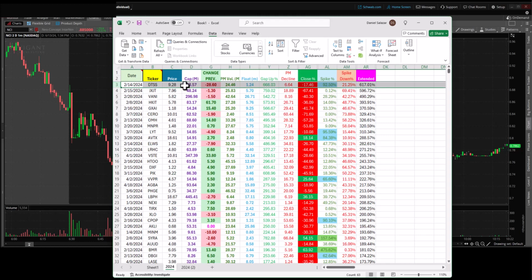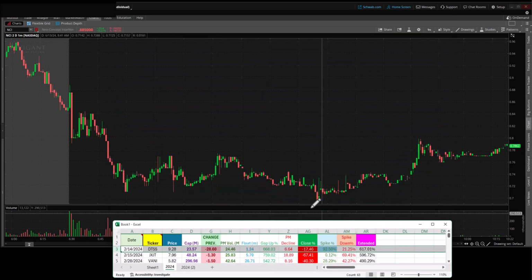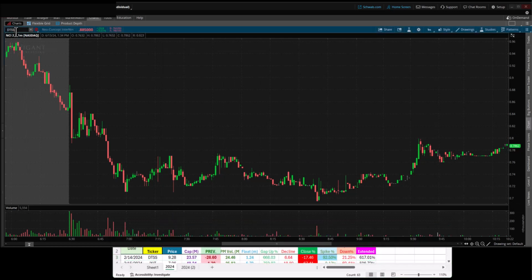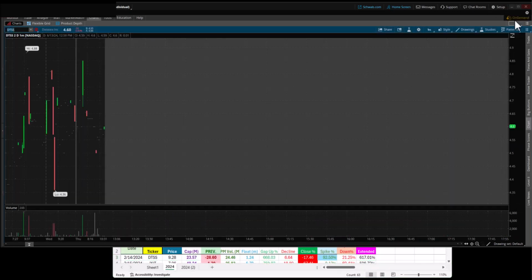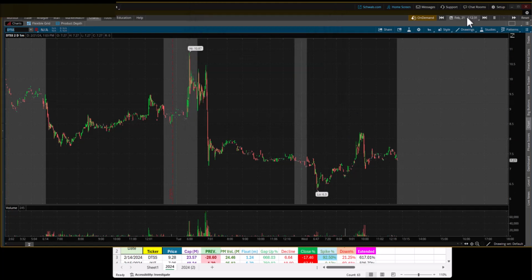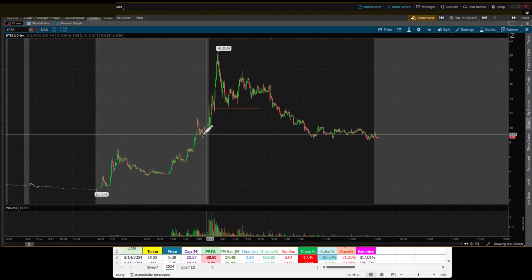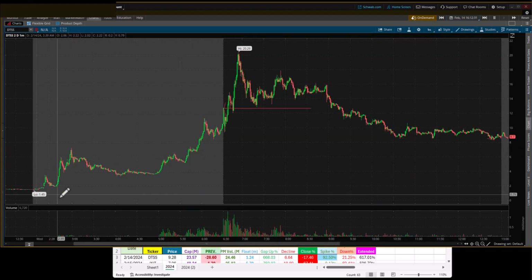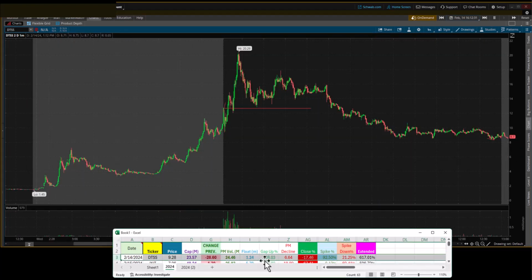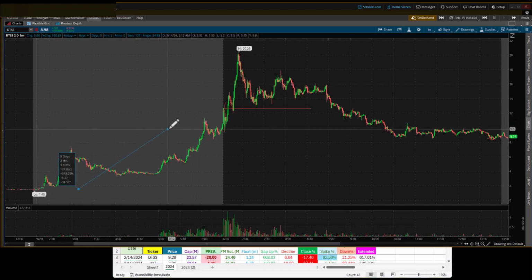Just so you know, let me go over real quick just one of these line items, so you know how I track these. So for example, the first one is DTSS on 214.24. So pretty much what I'm showing is how much it spiked pre-market. From the previous day close to the highest point pre-market, that's your gap up.